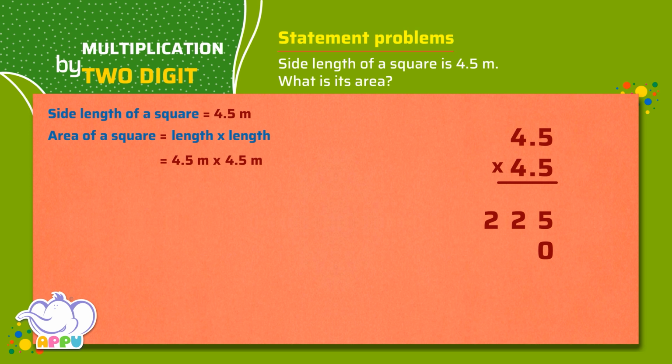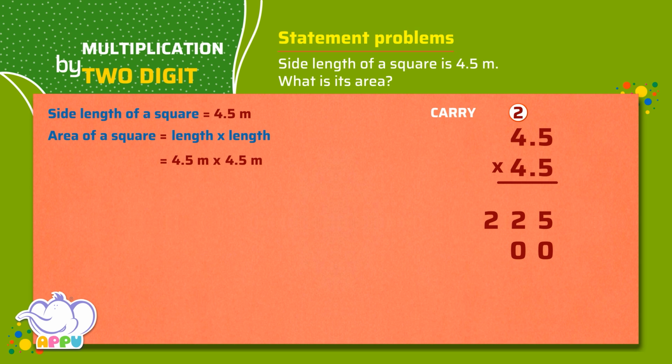We now multiply the number in the ones place by 4, which is 5 times 4 equals 20. We keep 0 and carry 2. We write this in tens place.